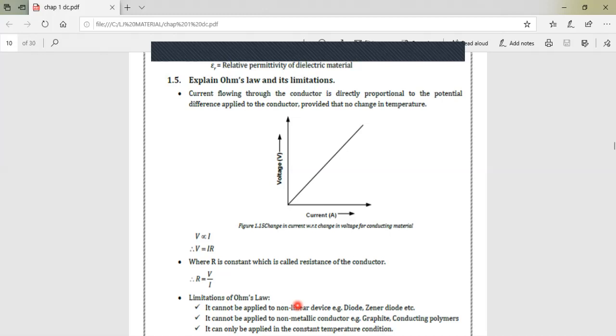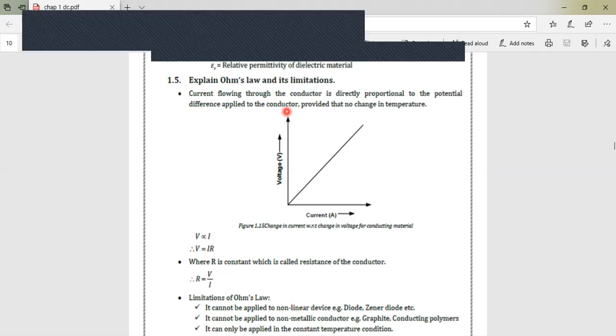And last, we discussed Ohm's law. This is the statement of Ohm's law: current flowing through the conductor is directly proportional to the potential difference between two ends of the conductor. V equals IR. So this is all about the introduction to DC circuits, resistance, inductance, capacitance, and Ohm's law and its limitations. Thank you.